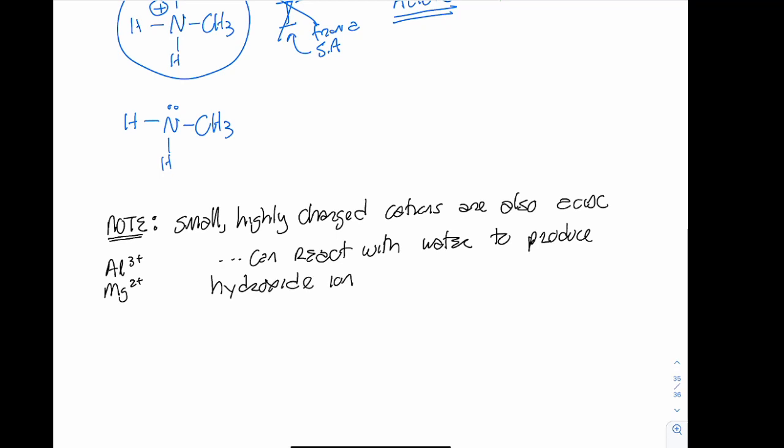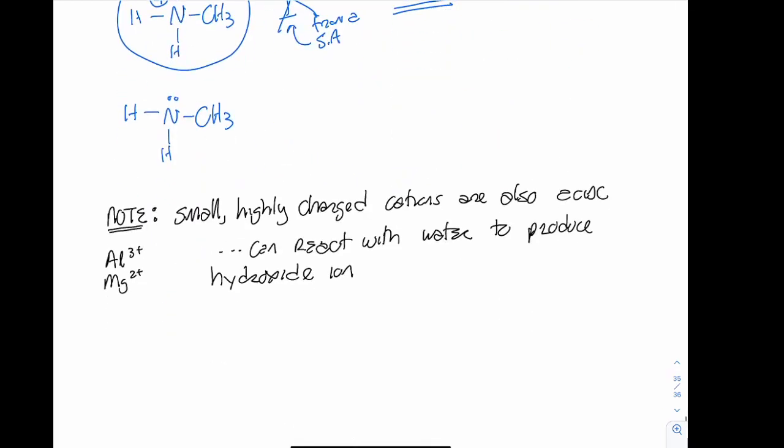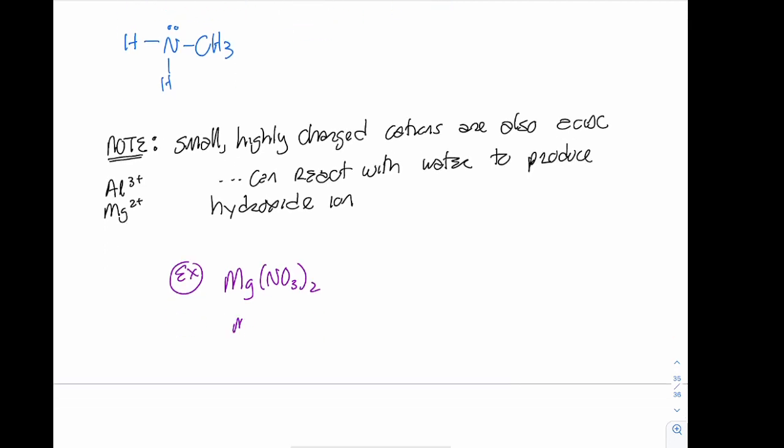So kind of along the lines of those examples we were doing above where I give you a salt, if I was to give you something like magnesium nitrate, I do have magnesium ions, and then I have 2 nitrate ions. Whether I have 1 or 2, it doesn't really matter. It's still the conjugate base of a strong acid, so it's inert. But this is acidic. So just watch out for those guys.